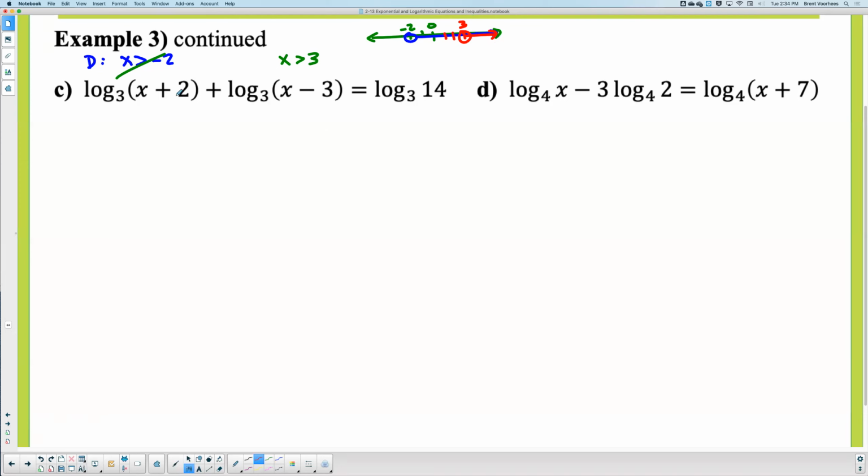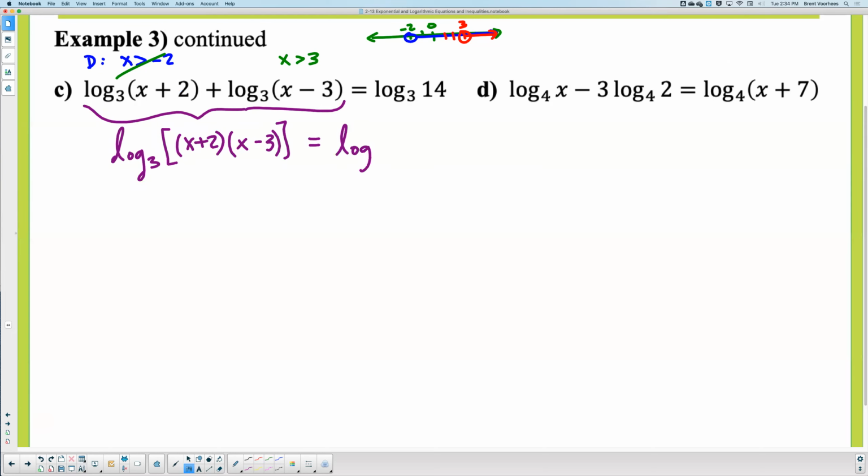Okay, let's solve. What can I do with two logs that are adding? I'm going to multiply. So this is going to become log base 3, and here I'm going to do that square bracket because I'm going to multiply x plus 2 times x minus 3. And that will equal log base 3 of 14. Now I know at this stage you might be wanting to zone out. Please don't. Stay locked in here. What property did we just do there in purple? Quotient. Not quotient. This one was product.